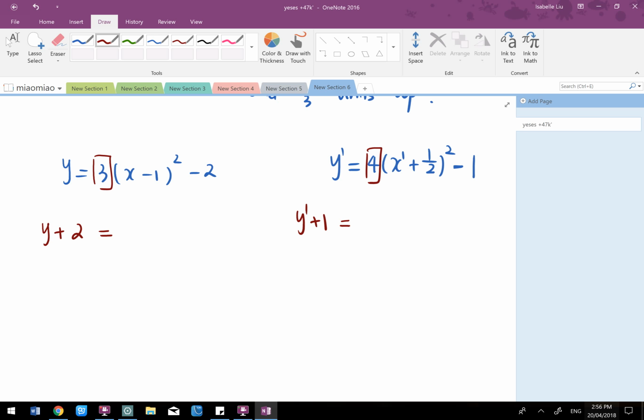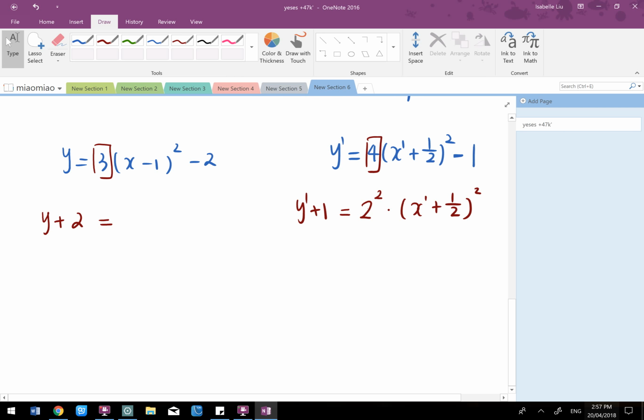No, it can't expand. You still need to maintain this square. And this 4 needs to go inside. Multiply? I can't directly multiply 4 inside. I can multiply, but multiply by what? 4 is 2 squared times x dash plus a half squared.